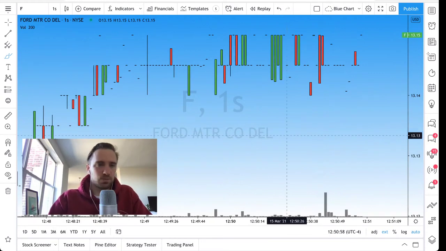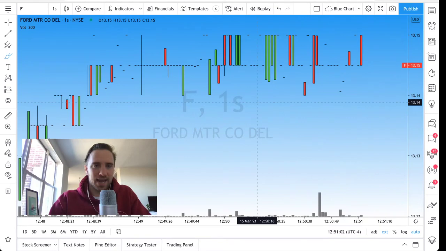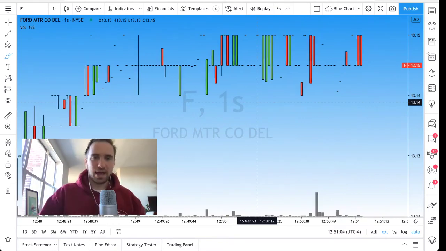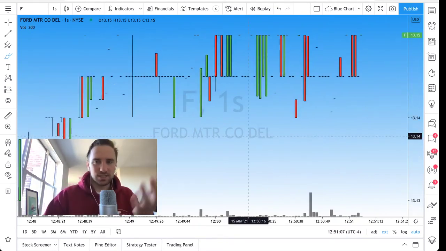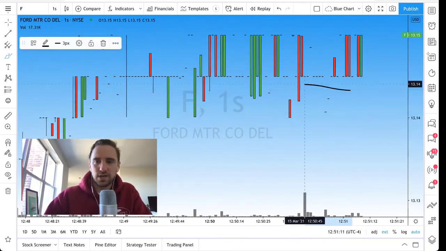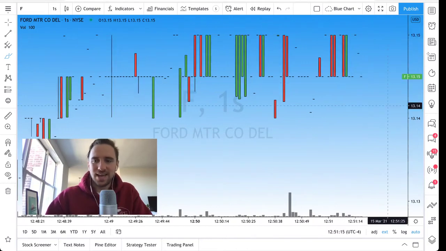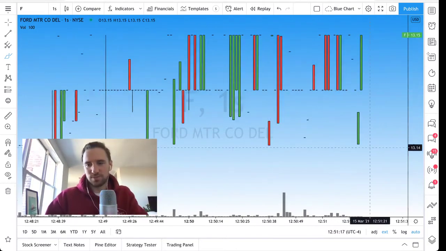There's a lot of people with different strategies, whether it's long term, by the second, by the minute, by the hour, by the week. It's all happening. And that's just so important. This second by second chart, I think, tells you a lot. One share of Ford is going for $13.15, $13.15, and it's just going back and forth. Well, it dropped to $13.14.